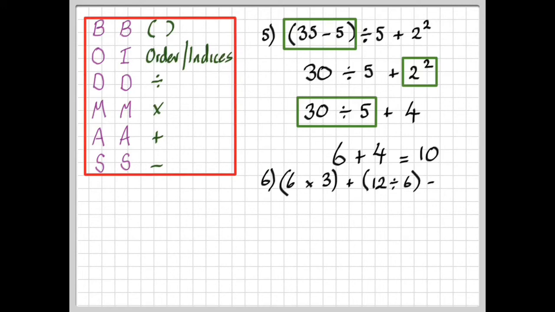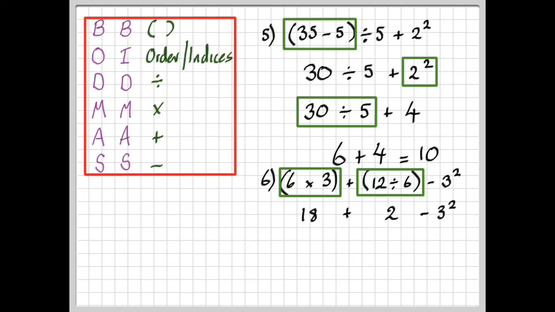So I've got 6 times 3 in a bracket, plus 12 divided by 6 in a bracket, minus 3 squared. And I bet you thought this would be really difficult to do, but it's not really. I'm just going to follow the BODMAS or BIDMAS rules. So what do I do first? Well, I do brackets first. And just because there's 2 of them, it doesn't matter. I just do them separately. Okay, so I've got 6 times 3, that's 18, and 12 divided by 6, which is 2.